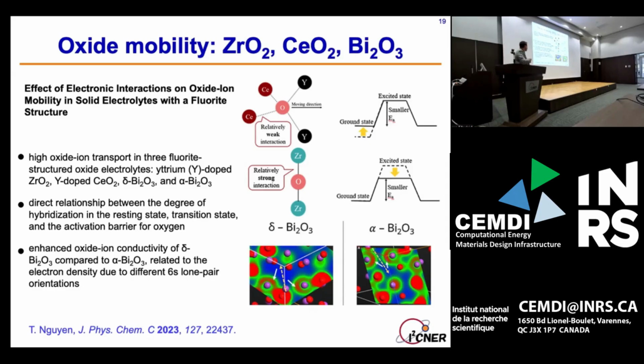We were challenged to explain the difference between delta bismuth oxide and alpha bismuth oxide. Now, delta bismuth oxide would be the best known solid oxide oxygen conductor, while alpha bismuth oxide, exactly the same material with a different lattice, will be one of the worst. And this phase transition was yet to be understood.